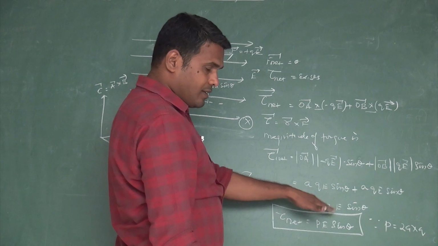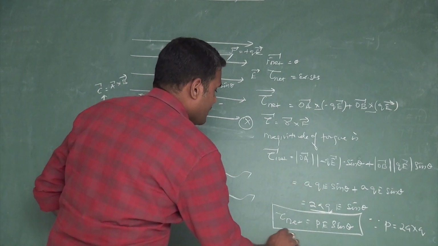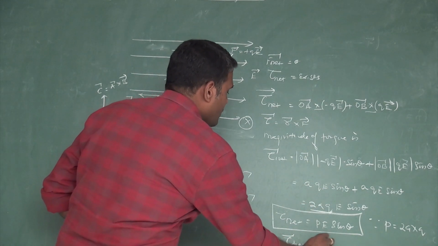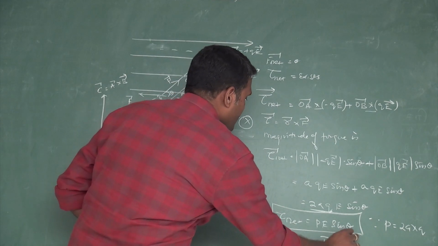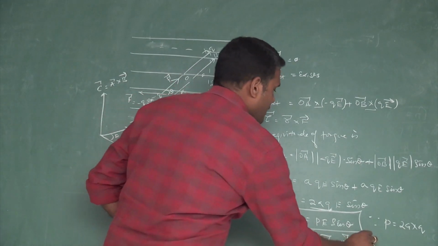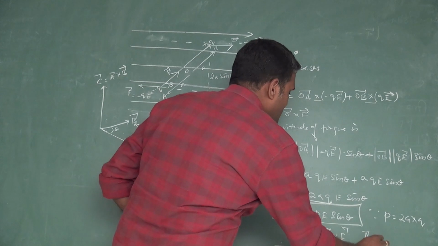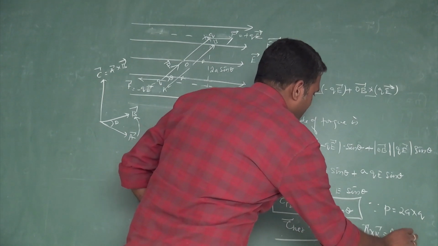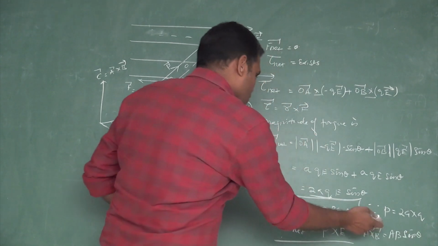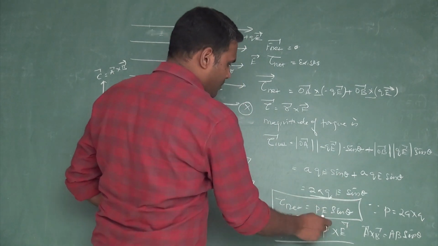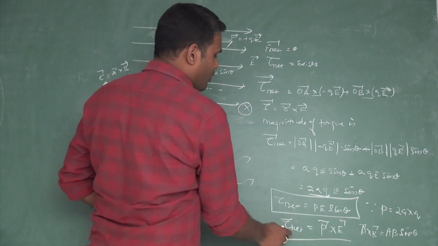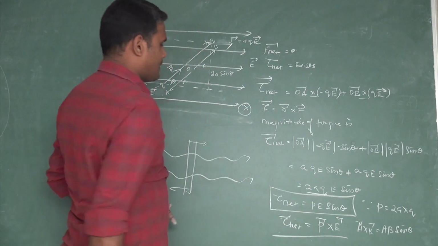If you want to represent this in vector form, I can write tau net vector is equal to P vector cross E vector. Where is this obtained from? As you know, A vector cross B vector is AB sin theta. So AB sin theta is replaced as A vector cross B vector. So tau net vector equals P vector cross E vector.